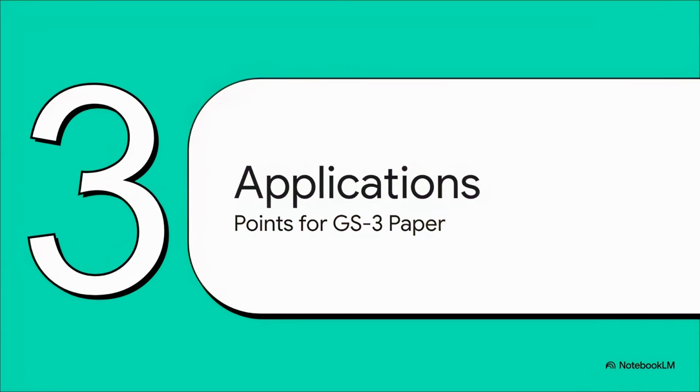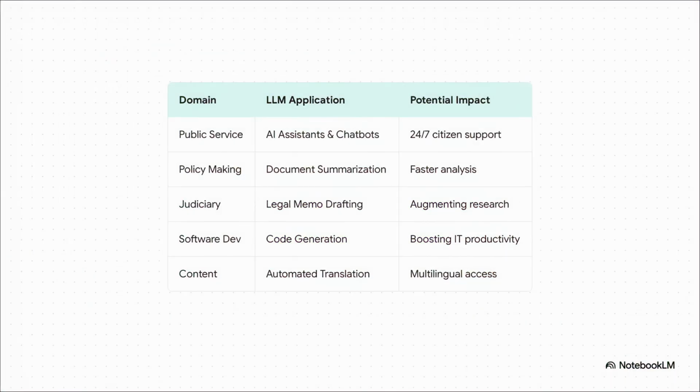This next section is packed with solid points that you can pull from directly for your General Studies Paper 3, covering both science and tech and the economy. You know, the potential impact on governance is just huge. We're talking about AI assistants that can provide 24/7 support to citizens, or models that can summarize thousands of pages of public feedback on a new bill in just minutes.